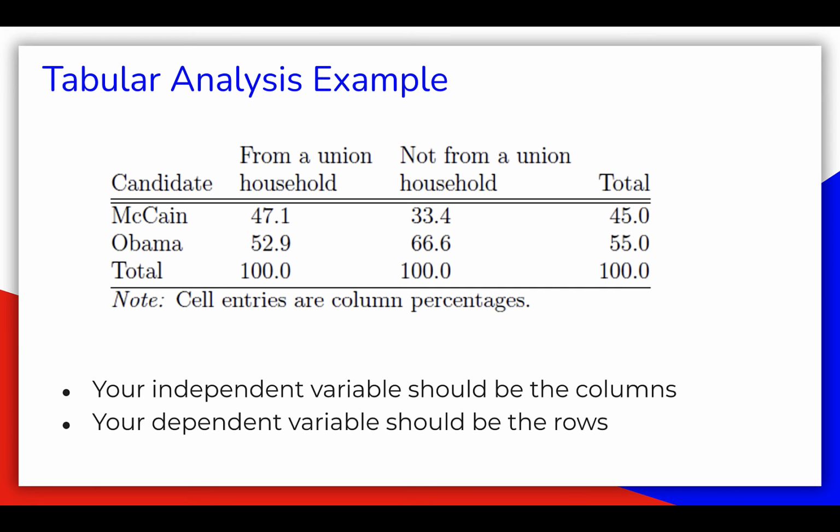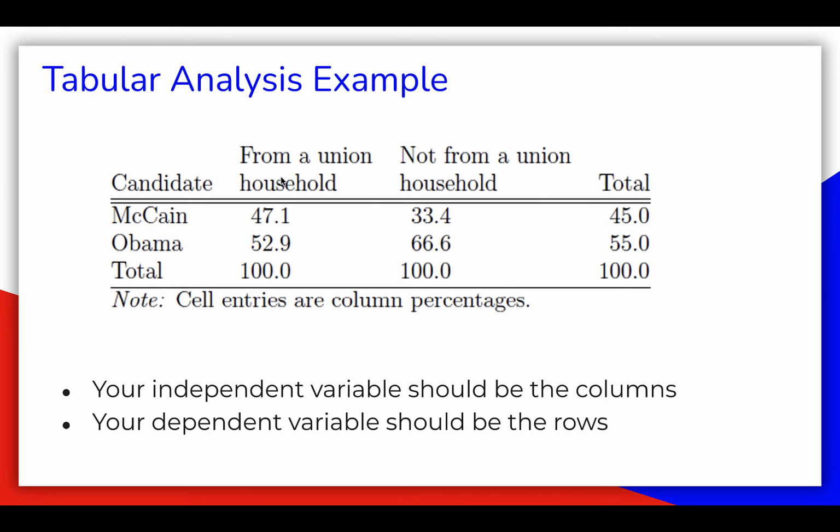So here, let's first make sure that our independent variable, here the theory is something like if you belong in a union household, you'll be more likely to vote for the Democratic candidate because there's a small association between union membership and the Democratic Party. So here our independent variable is the union household, right?